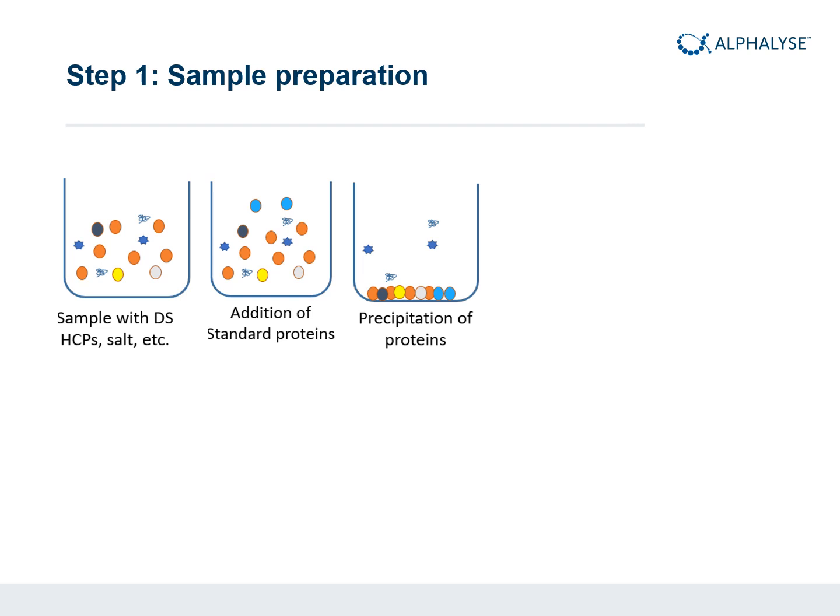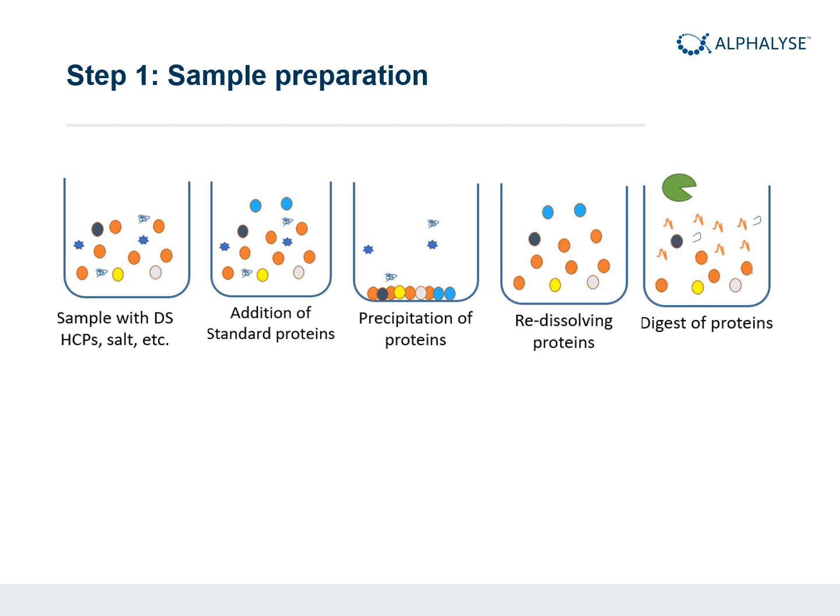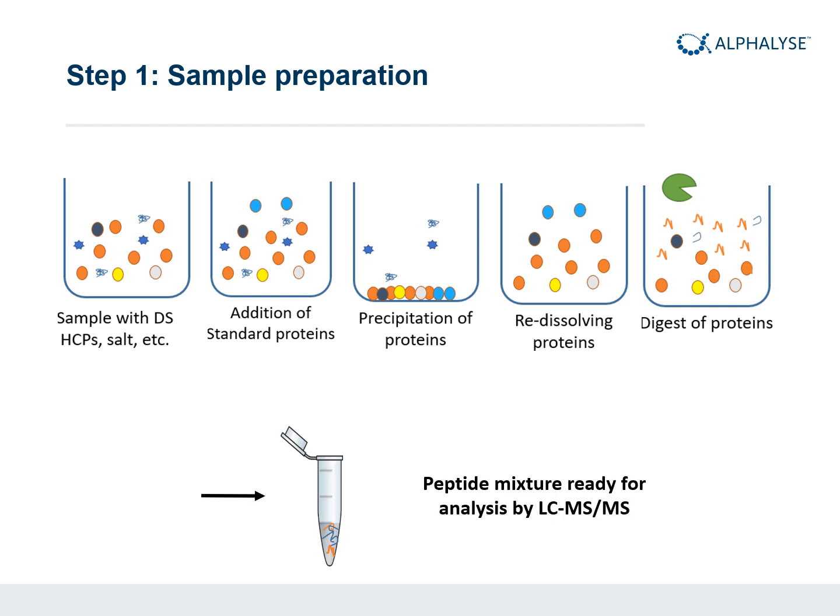And then we do a precipitation, so all the proteins are precipitated, and we can then remove a lot of the other stuff that might be in there: buffers, DNA, salt, and so forth. Once we have done this, we redissolve proteins and then do a digest. So we don't look at the proteins intact, but we digest the proteins into peptides. So we end up having a mixture of many, many peptides. And of course, we have a lot of peptides from the drug substance, but also a lot of peptides from host cell proteins. And this we then analyze by mass spec.